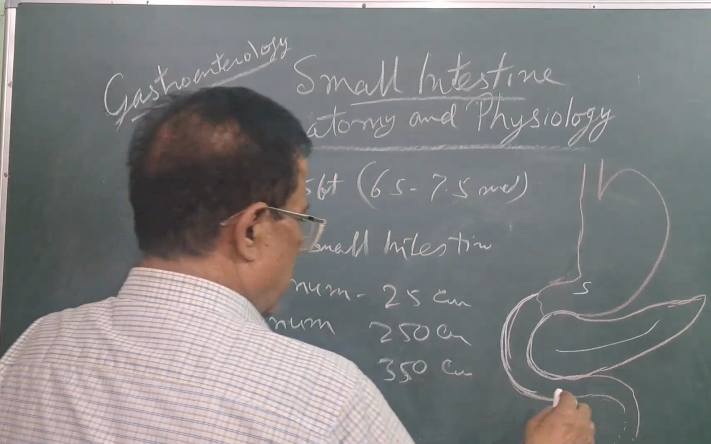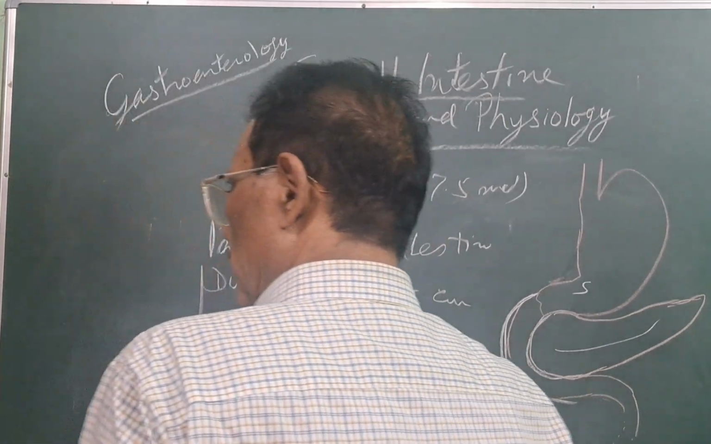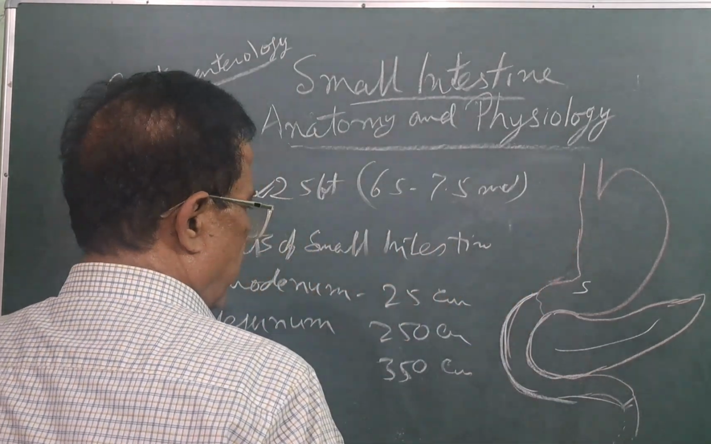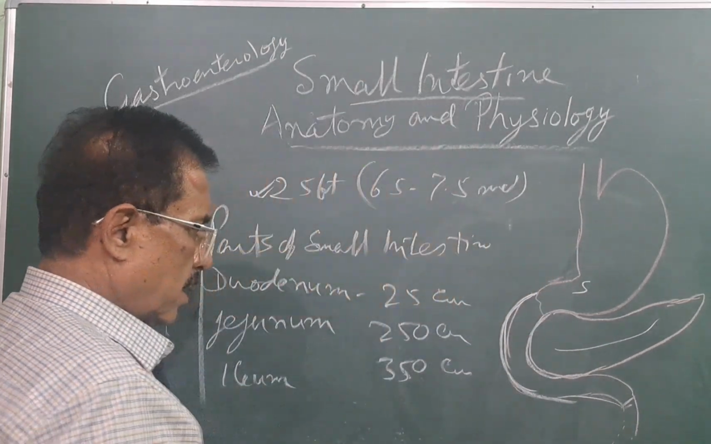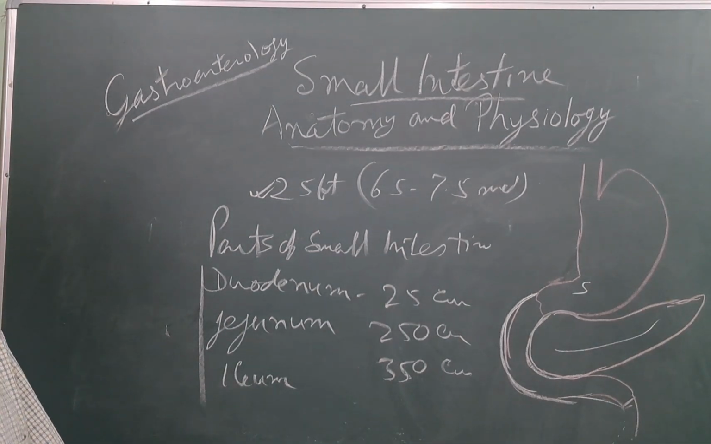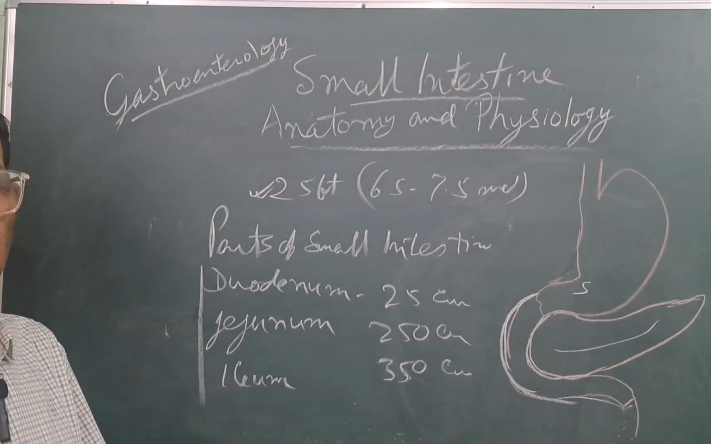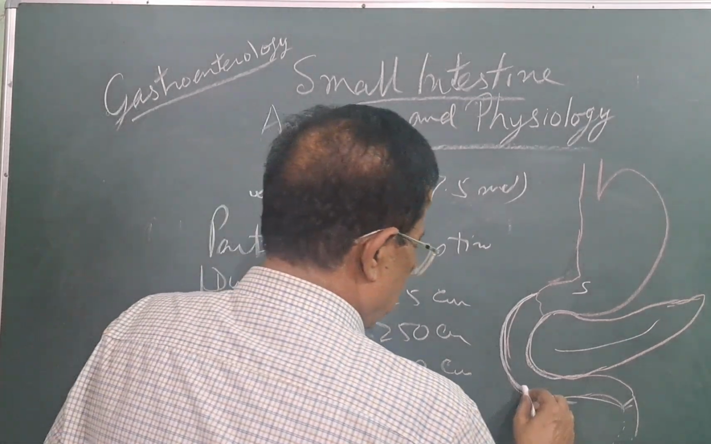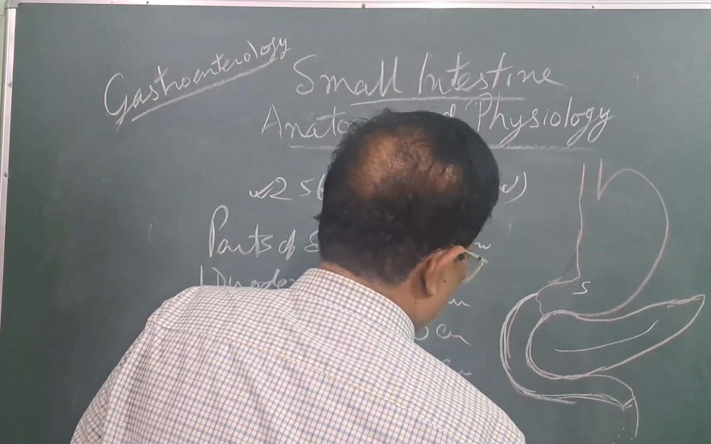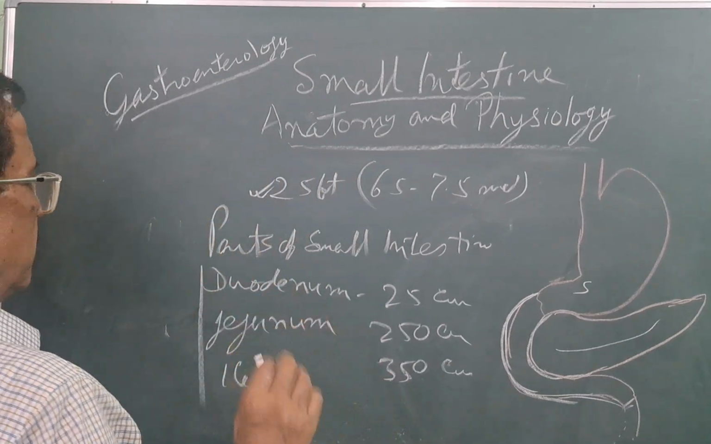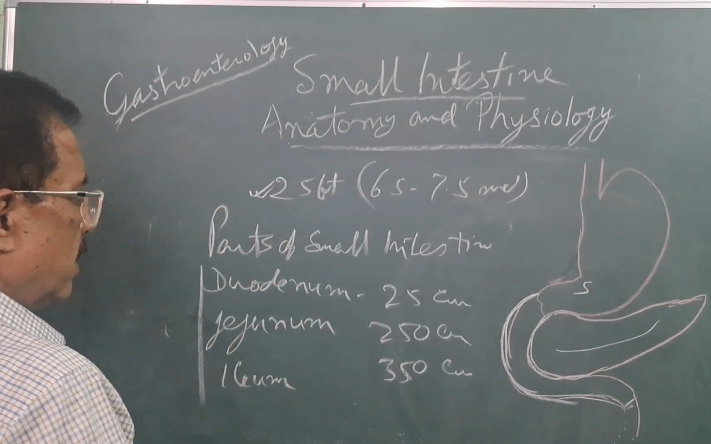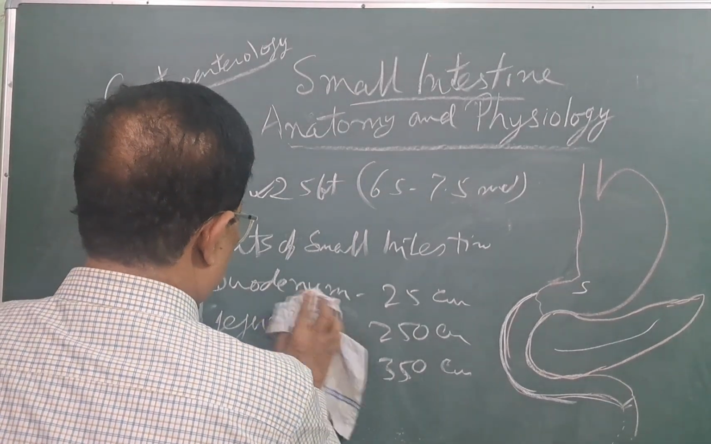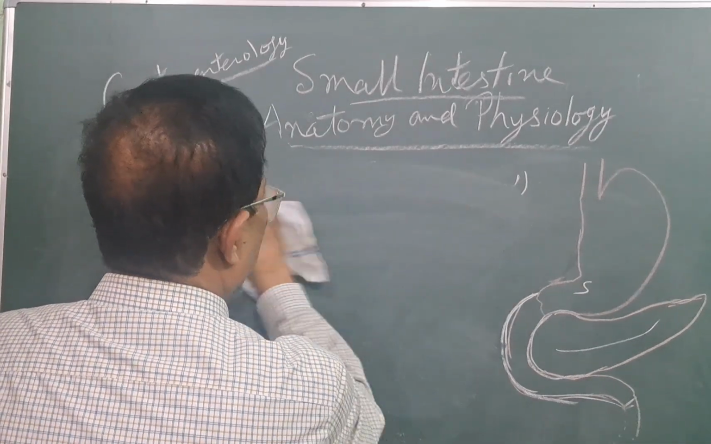The continuity of the jejunum is marked by the duodenojejunal flexure. The duodenojejunal flexure is there, but the jejunum and ileum are not marked by any such thing. They blend with each other. They fuse with each other. There is no demarcating line between the jejunum and ileum. These are the parts of a small intestine.